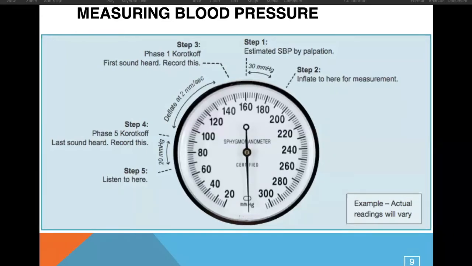We can ask our patients if they know if they have high blood pressure. If they know their normal blood pressure, that can determine how high we inflate the cuff. If they say their normal blood pressure is around 100, their systolic pressure, then I'm probably not going to inflate the cuff to 190. But if they say their normal blood pressure is around 160, I might inflate it a little bit higher to make sure I catch that top number, that systolic blood pressure.